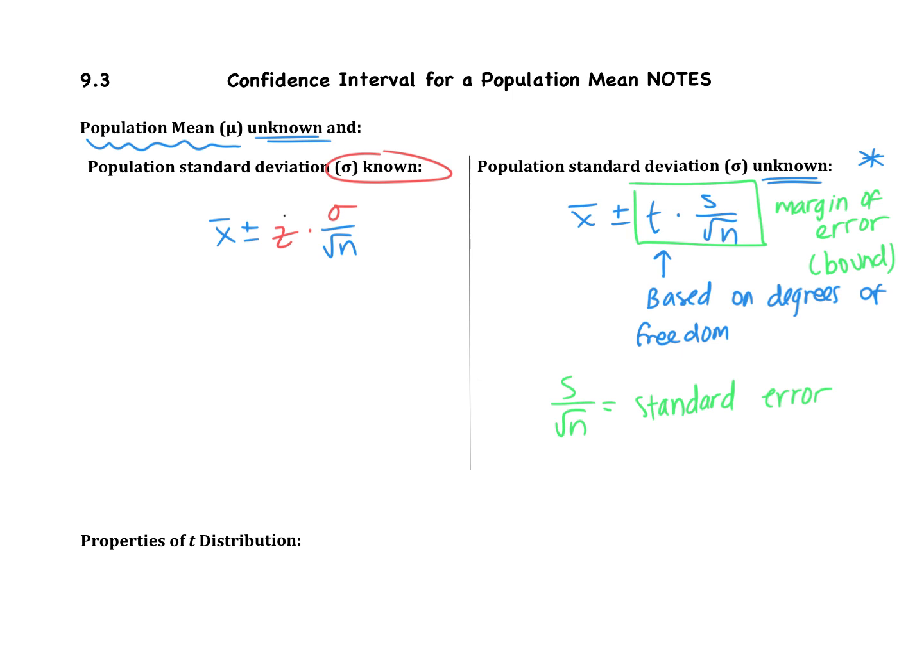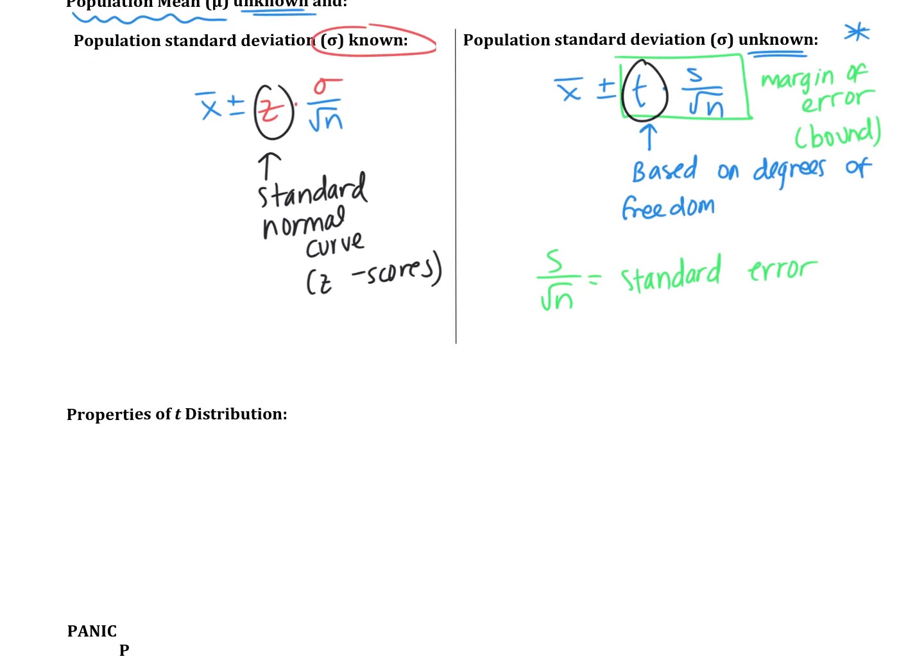Okay. Z, if you remember, is the standard normal curve. So that's Z-scores. T is just another type of curve. It's a type of distribution. Few things that you need to know about the T distribution. First thing, the T distribution is centered at 0.